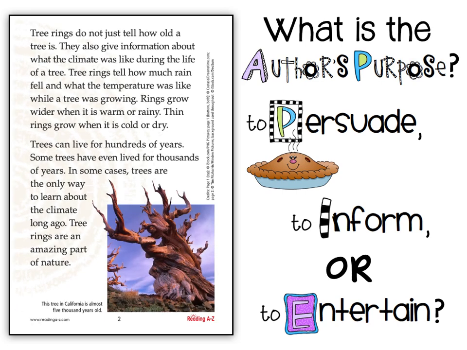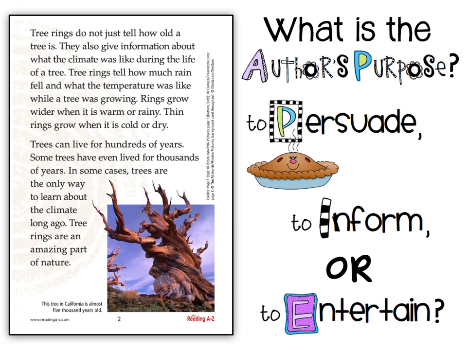Tree rings do not just tell how old a tree is, they also give information about what the climate was like during the life of a tree. Tree rings tell how much rain fell and what the temperature was like while a tree was growing. Rings grow wider when it is warm or rainy. Thin rings grow when it is cold or dry. Trees can live for hundreds of years. Some trees have even lived for thousands of years. In some cases, trees are the only way to learn about the climate long ago. Tree rings are an amazing part of nature. This tree in California is almost 5,000 years old. That's what the caption says.